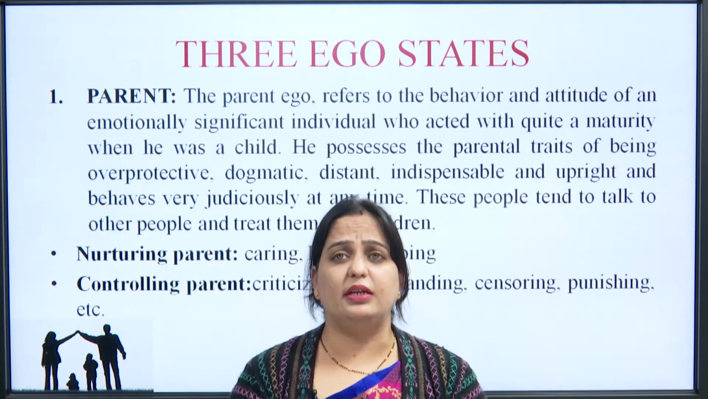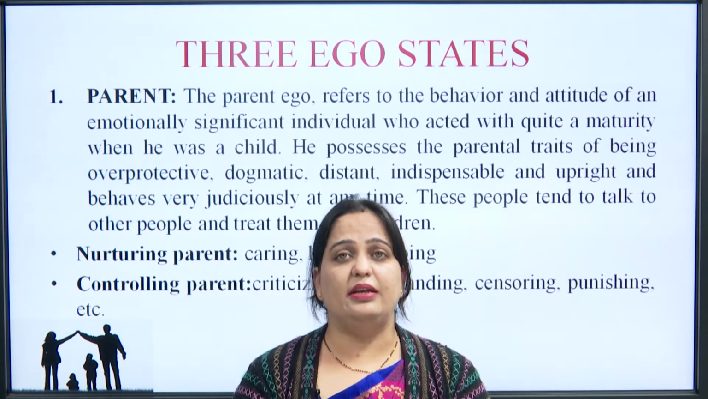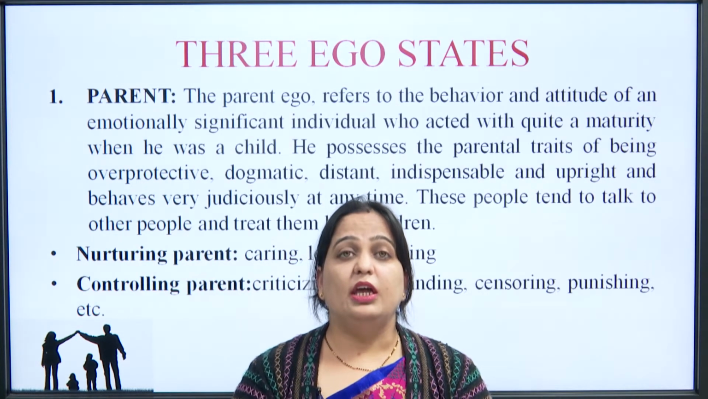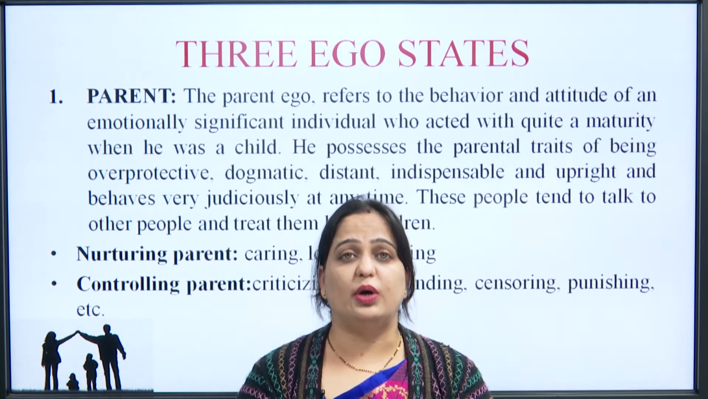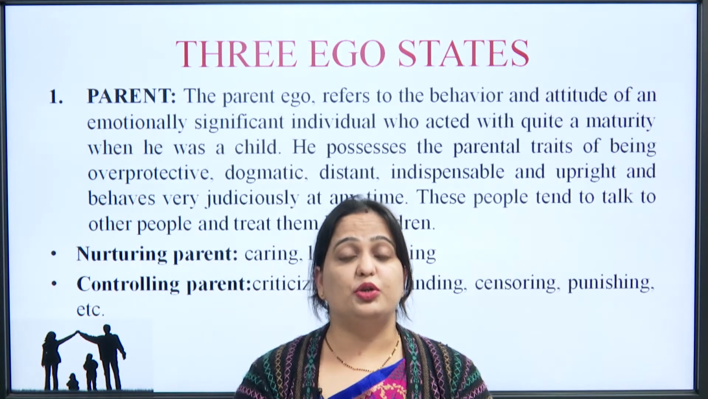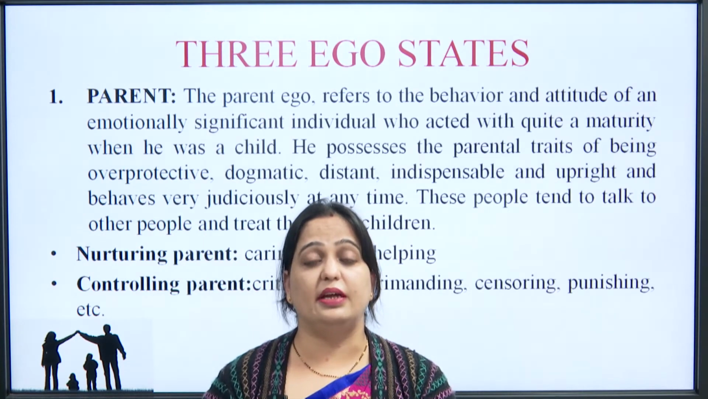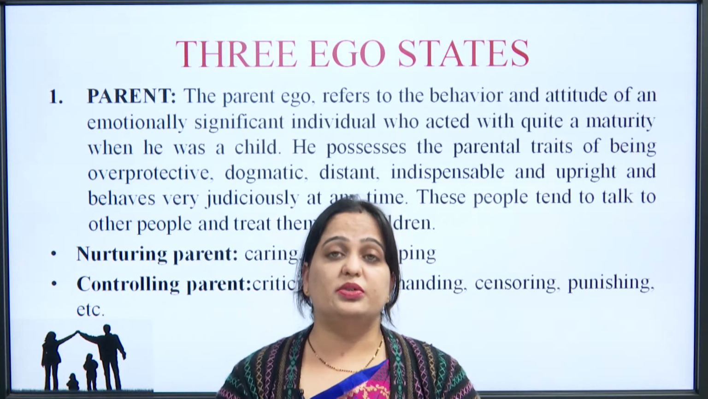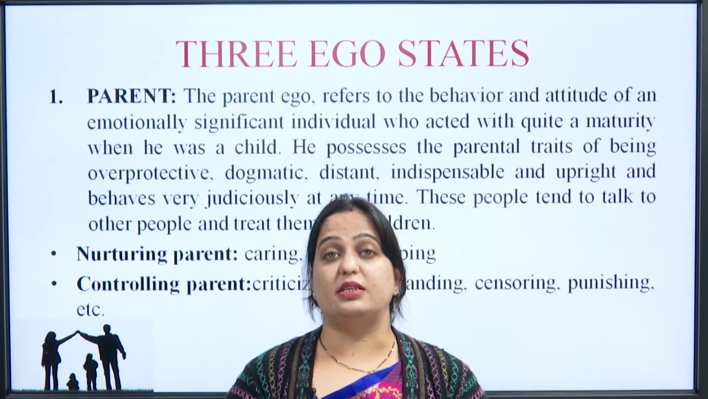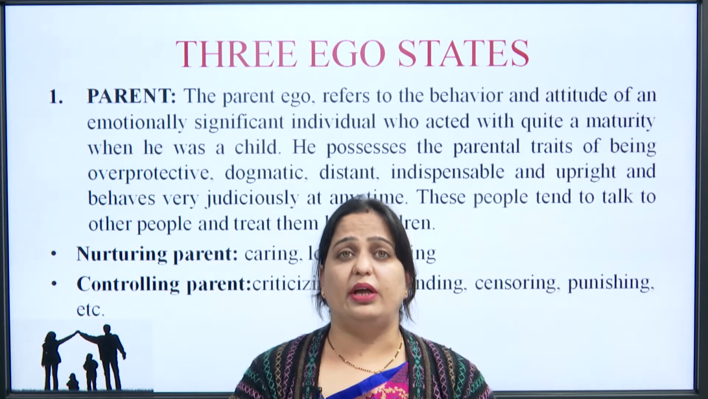He possesses the parental traits of being overprotective, dogmatic, distant, indispensable and upright. He also behaves very ridiculous at times. These people tend to talk to other people and treat them like children. So generally in the 3 ego states, the first is the parent one. In this, the individual is very mature, very sensible, and he always wants to treat the other person as he or she is a child.